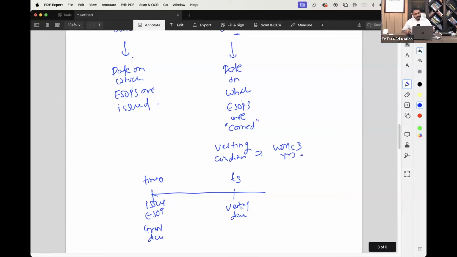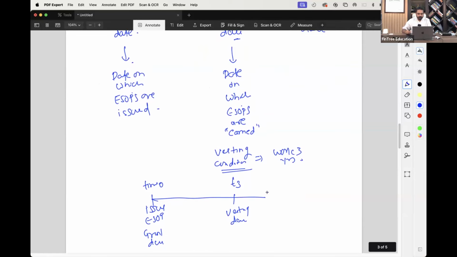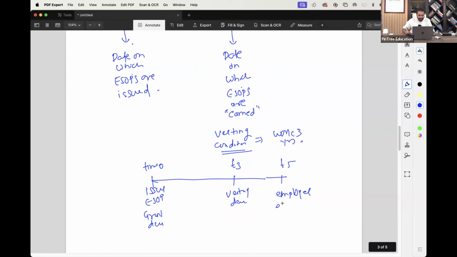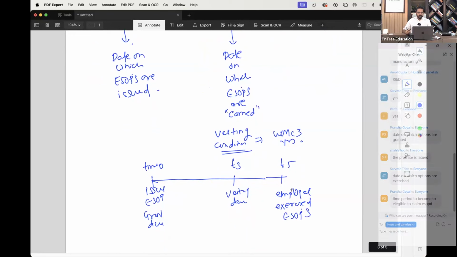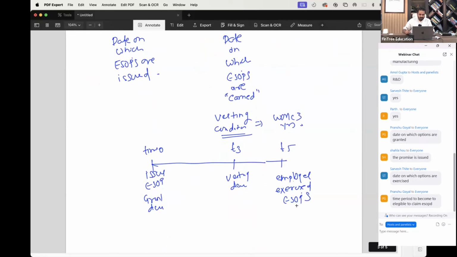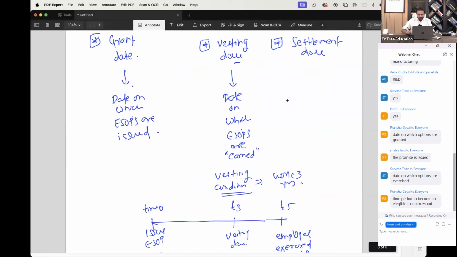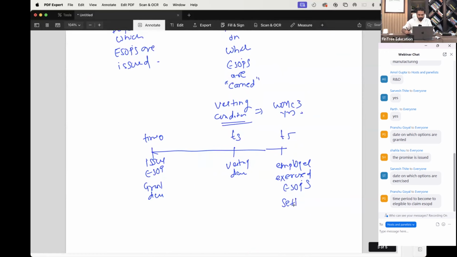It is not necessary that all the options are exercised on the vesting date. It is quite possible that they vest in 3 years, but the settlement happens in the 5th year, right? So let's say that in year 5, the employee exercised ESOPs. That means they gave you the strike price, they took the shares from you at a cheaper price, then this will be referred to as the settlement date.